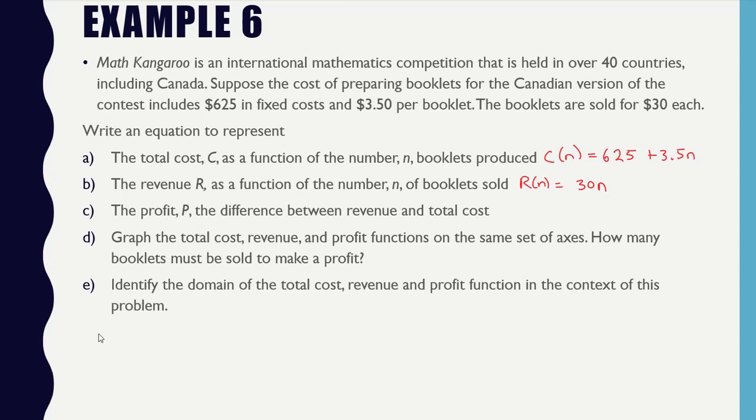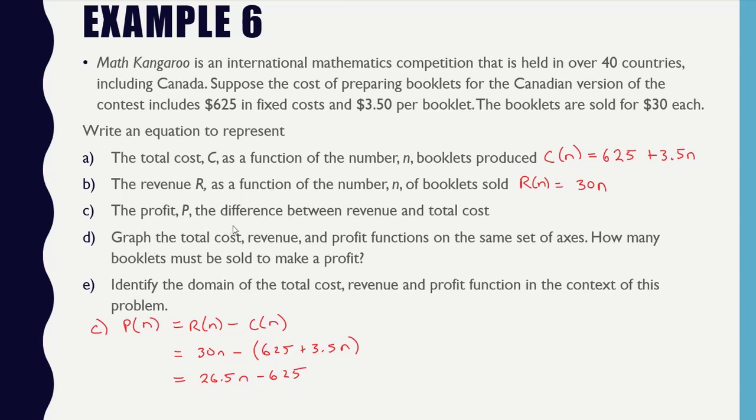Okay, then our profit, C, so I'll do that down here. Well, our profit is going to be equal to our revenue minus our costs. So in this case, our revenue is 30N, and our cost is 625 plus 3.5N. Again, very important that that is in brackets. So then you get 26.5N minus 625.